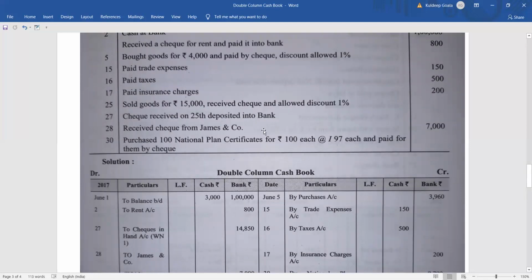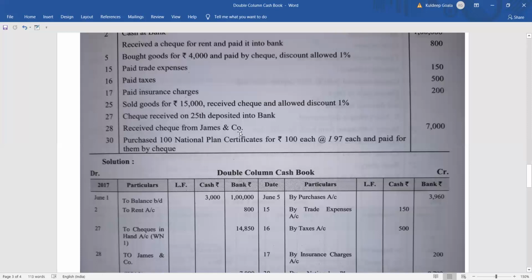Thereafter, the next one, received check from James and Company. We are receiving check from James and Company. How much? 7,000. Right? So whenever you receive a check from anyone, as I told you already, you have to just verify whether the check was deposited on some other day or on the same day. We can see that only one entry is left, so we have not deposited on some other day. That means it is obvious that we are depositing on 28 itself. If no information is there, we will assume that it has been deposited on the same day. Clear? So it is seen here that no information has been given.